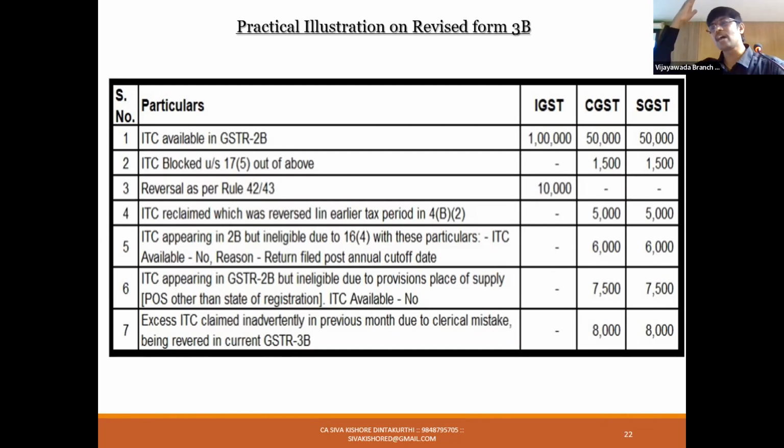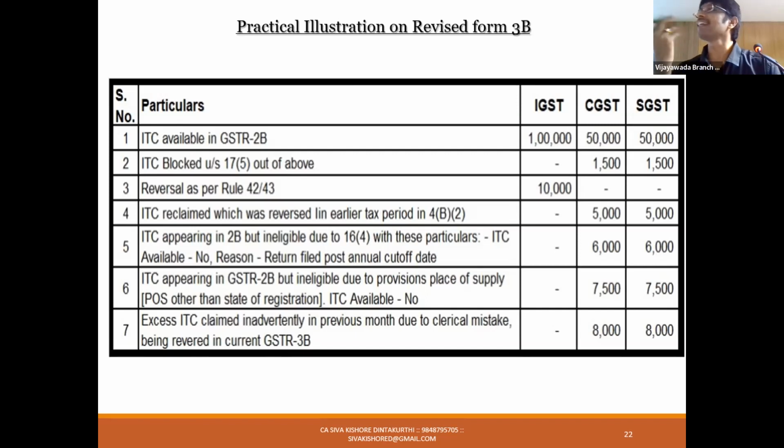Earlier in the month of May or June, you have wrongly availed 10,000. Now you want to reverse 8,000, 8,000 wrongly availed. In the internal audit, it is identified that you have availed excessively 8,000, 8,000. In which column, which table are you required to reverse it? 4B2.